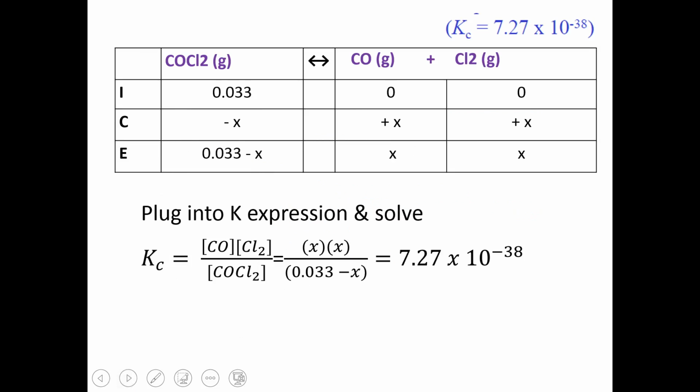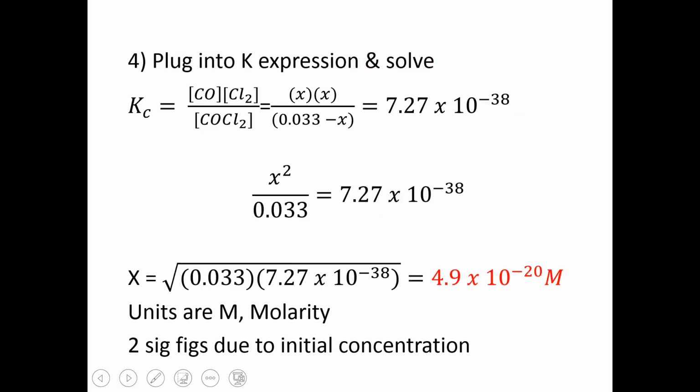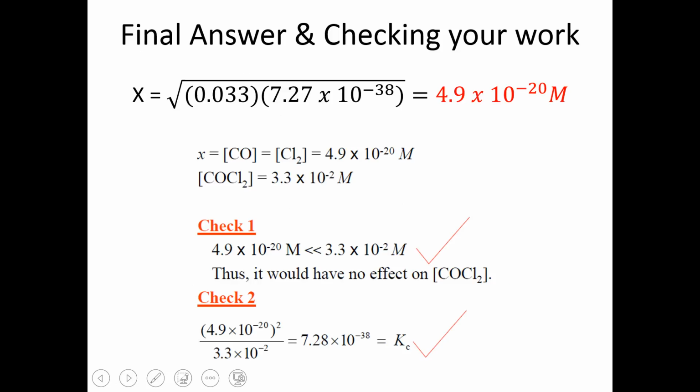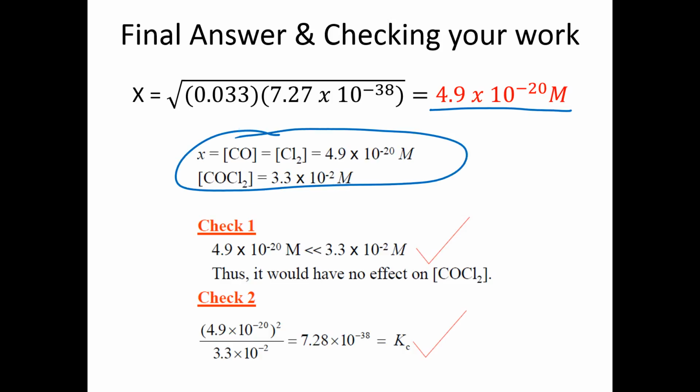Okay, so summarizing, I'm going to flip to this slide, which kind of summarizes the answer. And it's important that you go back and make sure you answer the initial question. So we solve for x, but the question asks us what are the concentrations of all my species, so reactants and products, at equilibrium. So you want to make sure you go back and answer that question. So CO and Cl2 are both 4.9 times 10 to the negative 20th, and then COCl2 is 0.033.